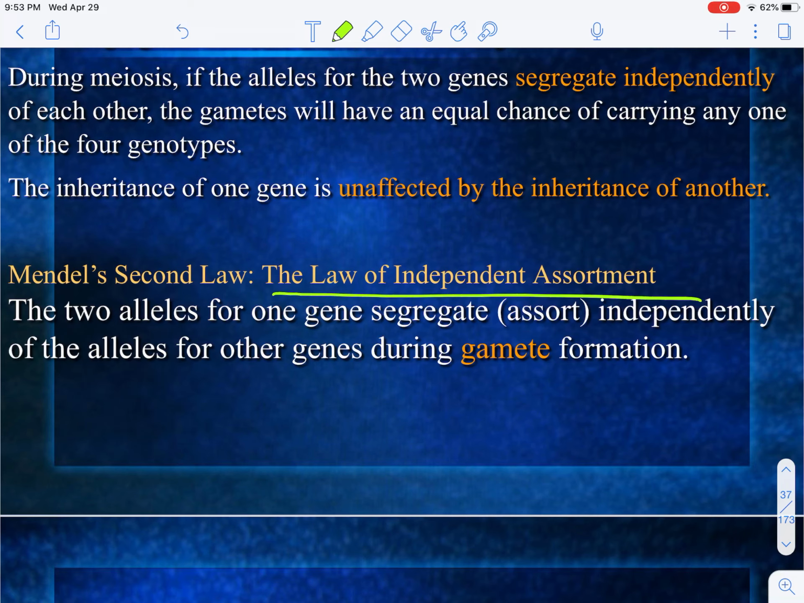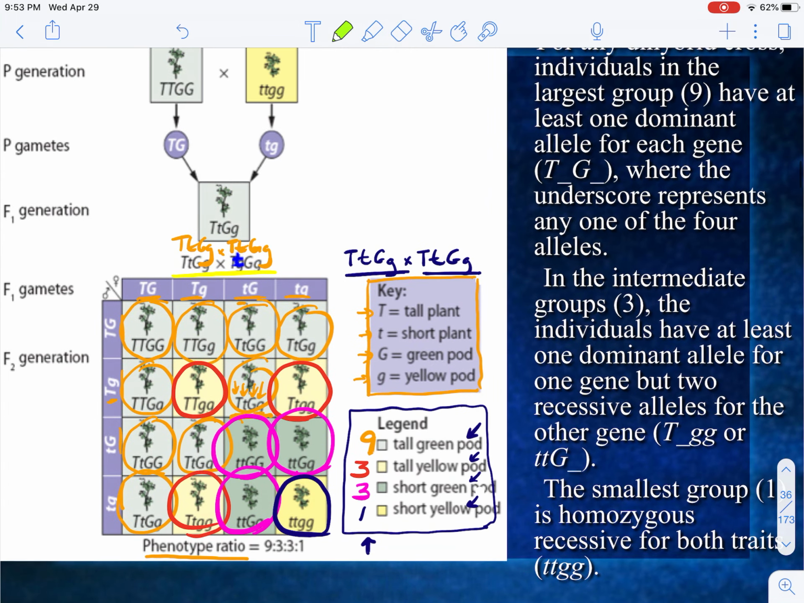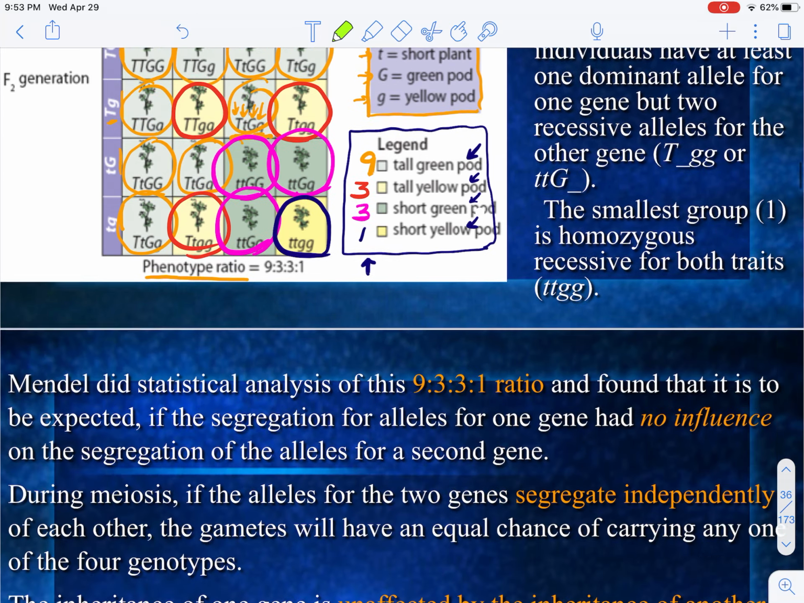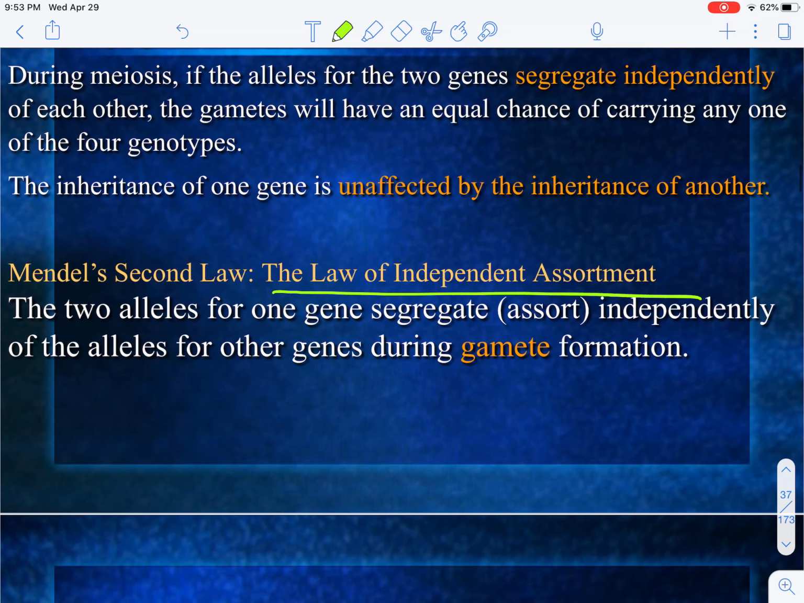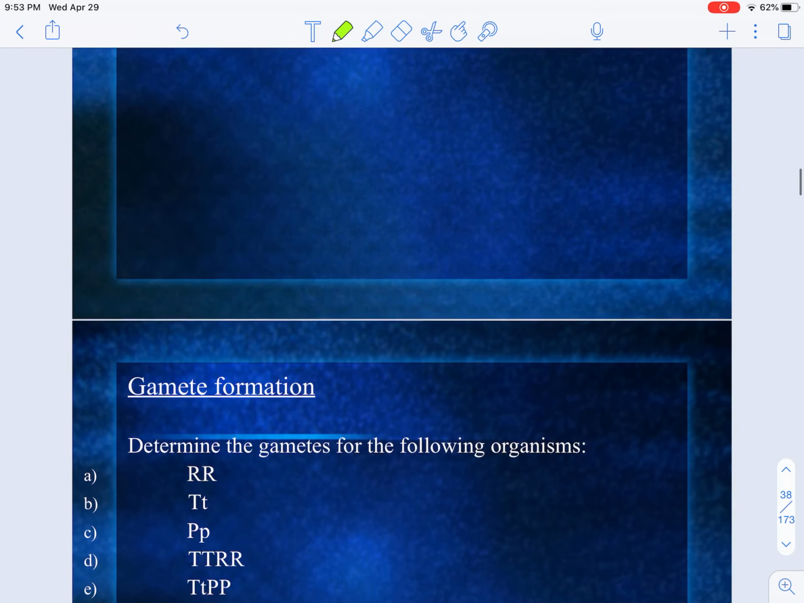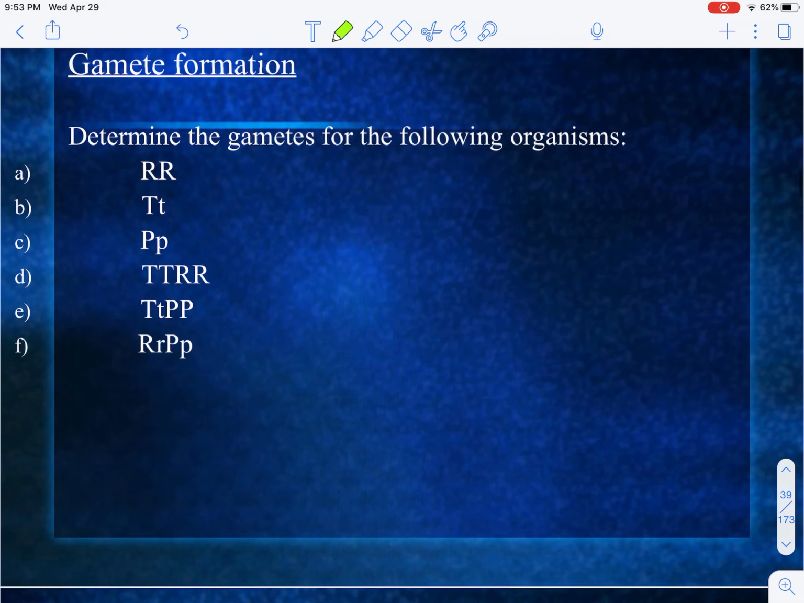Before we do more practice, we've got Mendel's second law of independent assortment that pops in here that says that alleles for one gene will separate, or segregate, independently of the others when gametes are made. So how the T's separate has no bearing on how the G's separate, which is why we have to try out all combinations, because all combinations are possible in the gametes, and that's why we try the Punnett square. So they will always assort independently of each other when gametes are made.